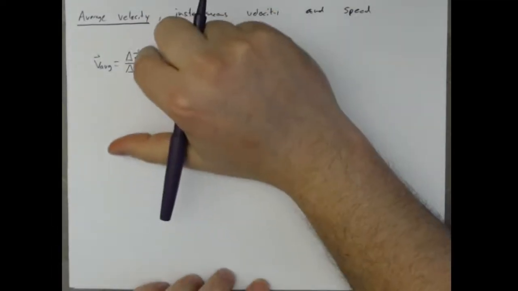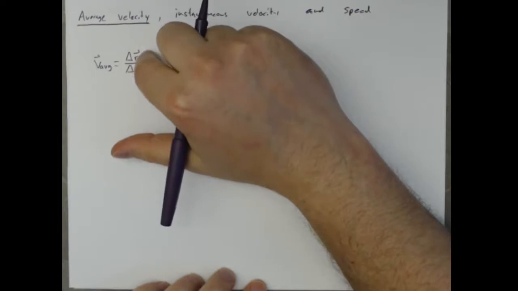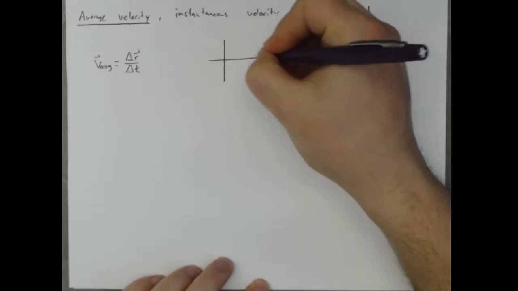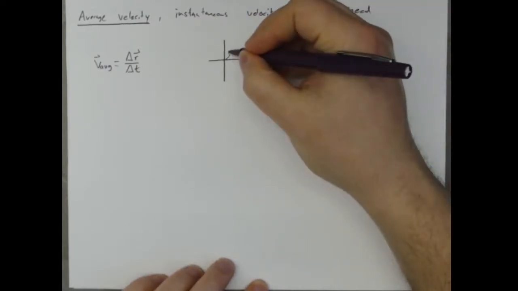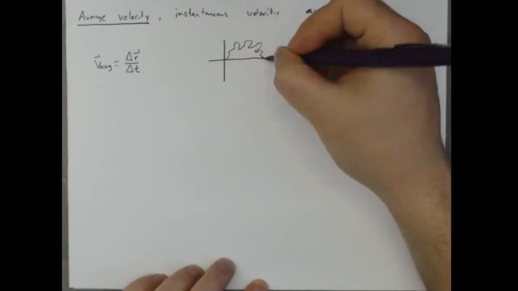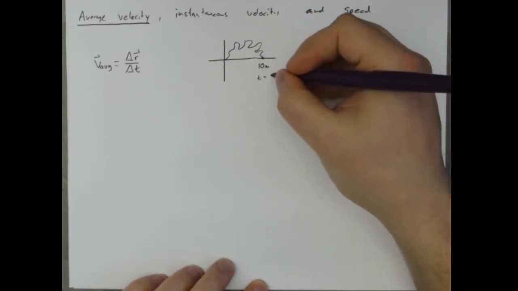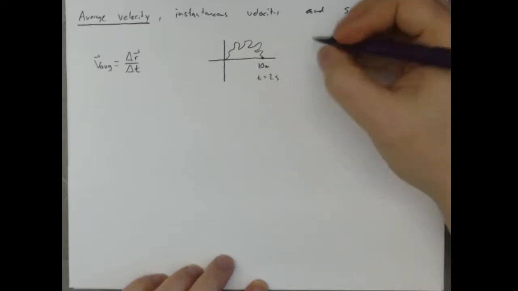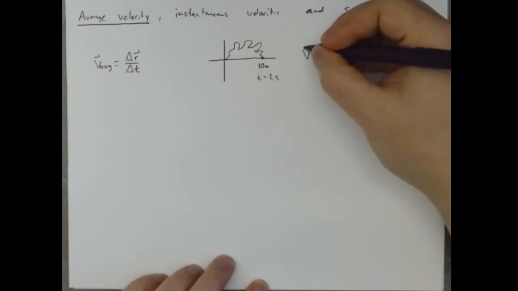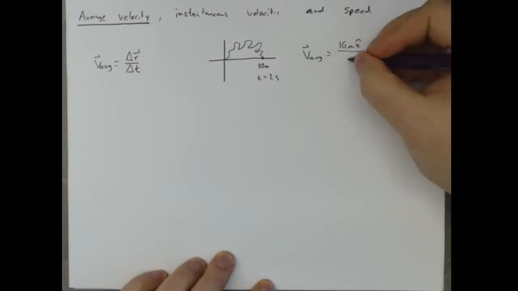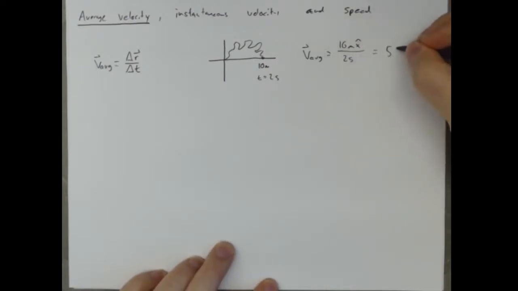Because it's talking specifically about the displacement, it doesn't care about the path. So for that wiggly squiggly thing I drew earlier, it goes along all this path and comes to there, it's 10 meters, and the time it took for me to draw that was 2 seconds. So V average is going to be that 10 meters x hat divided by 2 seconds, so 5 meters per second in the x hat direction.